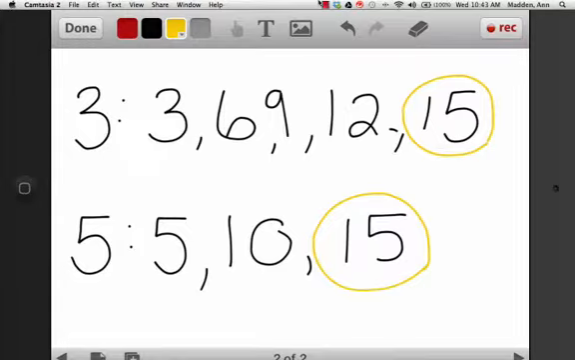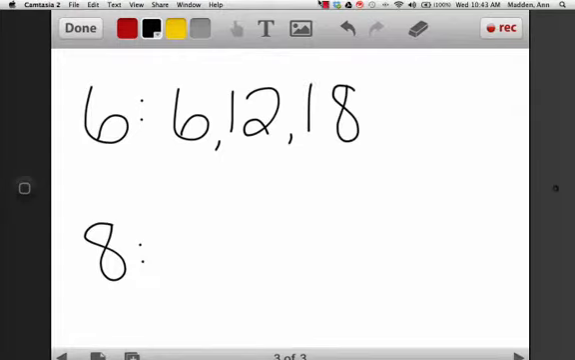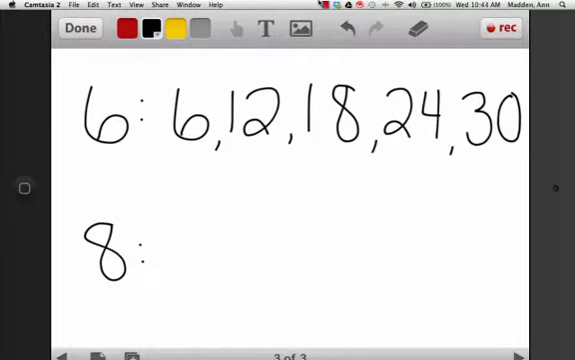Let's do another example. Let's take the numbers 6 and 8. The multiples of 6. 1 times 6 is 6. 2 times 6 is 12. 3 times 6 is 18. 4 times 6 is 24. 5 times 6 is 30. And about 5 is where I should stop. I might have to go on for more, but we'll see here.